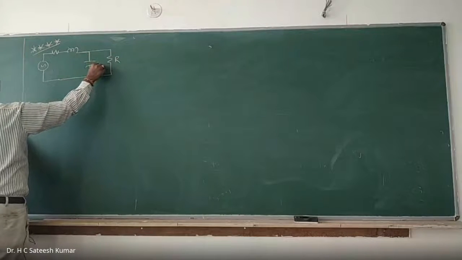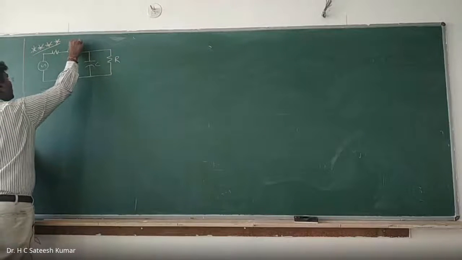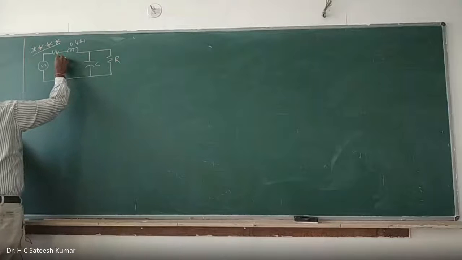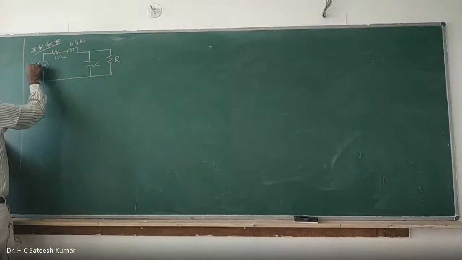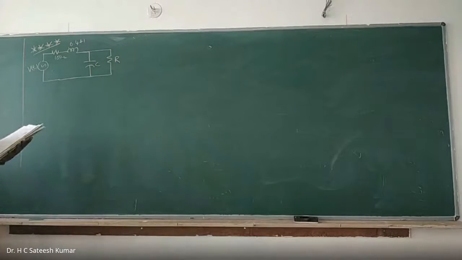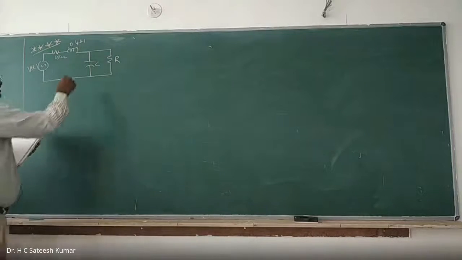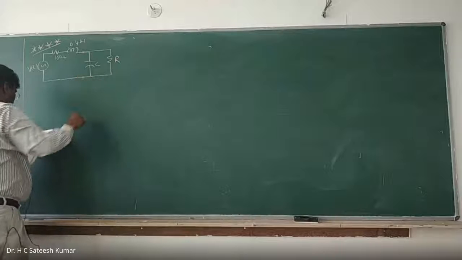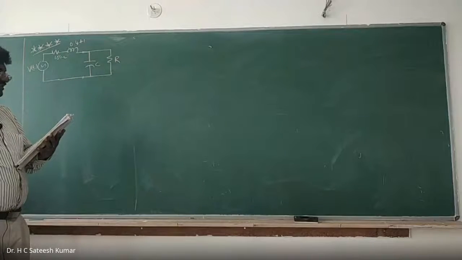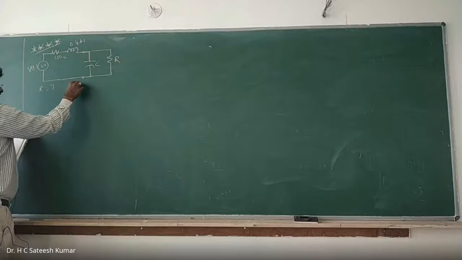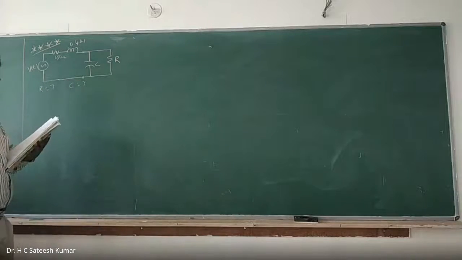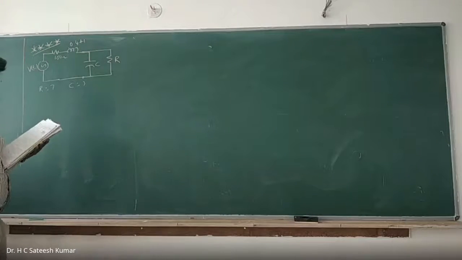C is there, 0.4 Henry, 100 ohms. This is V of t. The question is like this: this is actually the load. Select the value of R and C. We'll have to find out R and C in the network shown in the figure, so that maximum power is delivered to R and C. Calculate the value of that power.